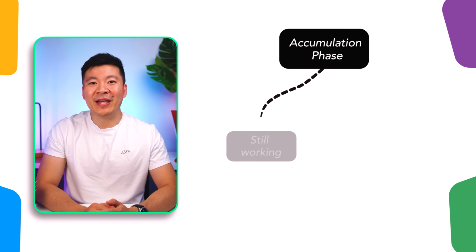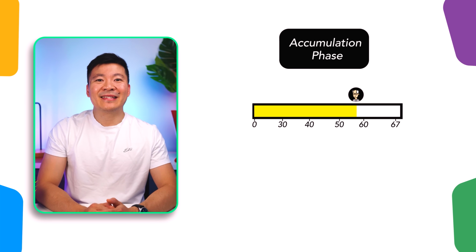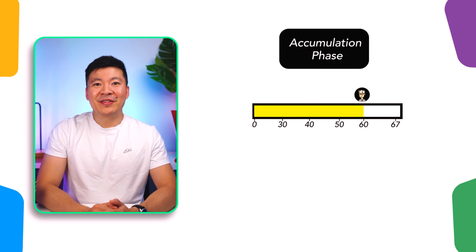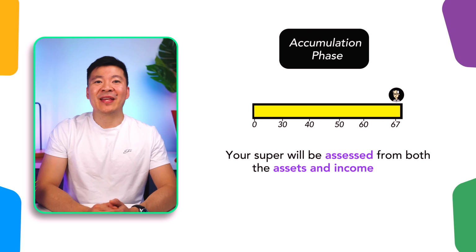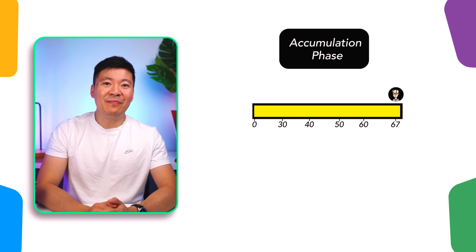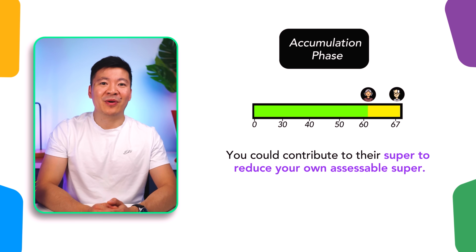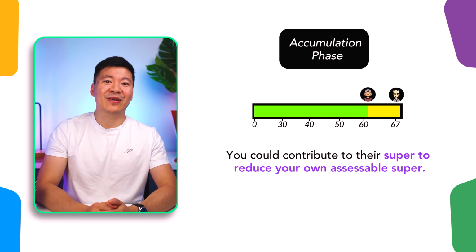This is when you're still working and contributing to super. If you're under 67 during this phase, your super is exempt from both assets and income test. If you are over 67, your super will be assessed for both tests. However, if you're over 67 but have a spouse under 67, you could contribute to their super to reduce your own assessable super. This is a legal strategy to minimize your assessable assets.